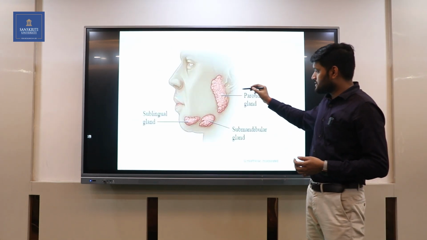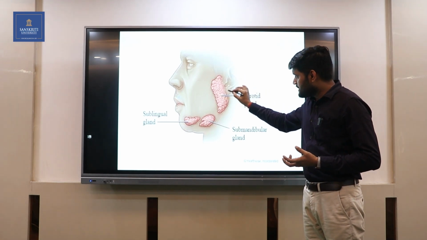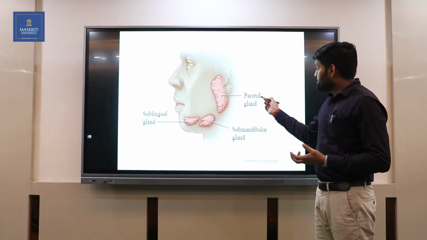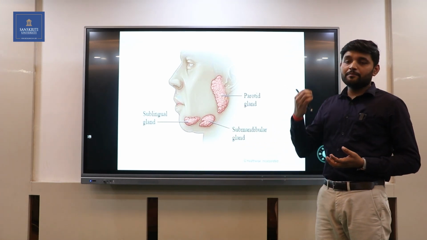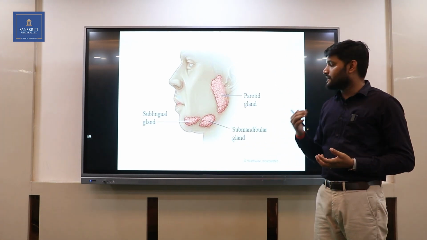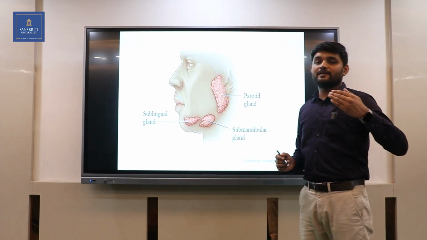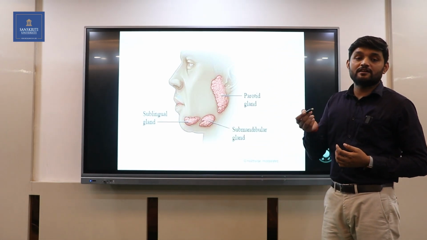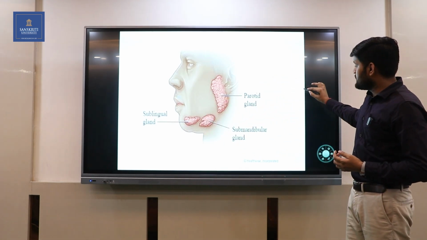Here you can see where the salivary glands are located. Lateral to the ear, the parotid glands are there. Below the mandibular, the submandibular glands, and here the sublingual glands. Lingual means tongue. Below the tongue, the sublingual glands are located.